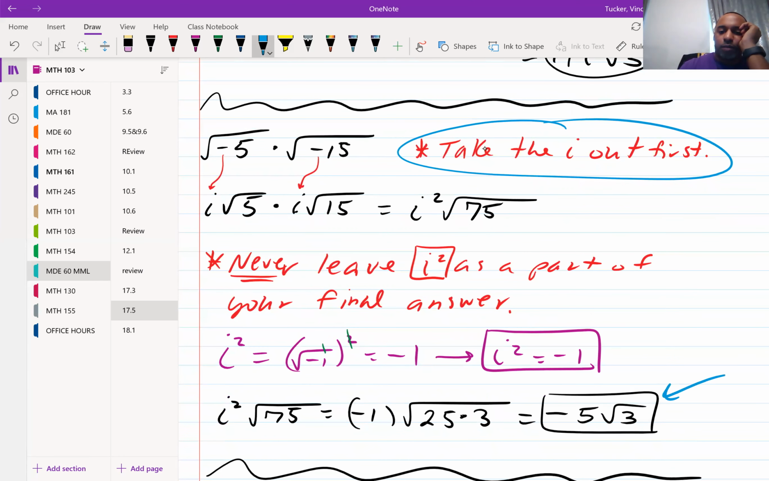All right, so finishing off the problem, i squared is negative 1. And then we break up 75 into 25 times 3. The square root of 25 is 5. So that'll be negative 5 square root of 3.